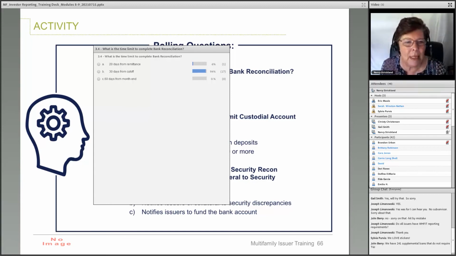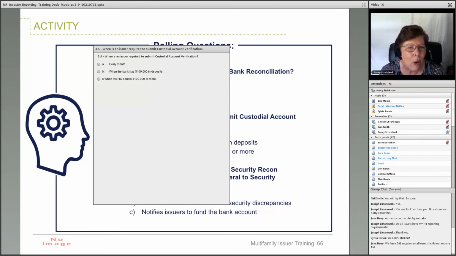Can you post this next polling question? When is an issuer required to submit custodial account verification?